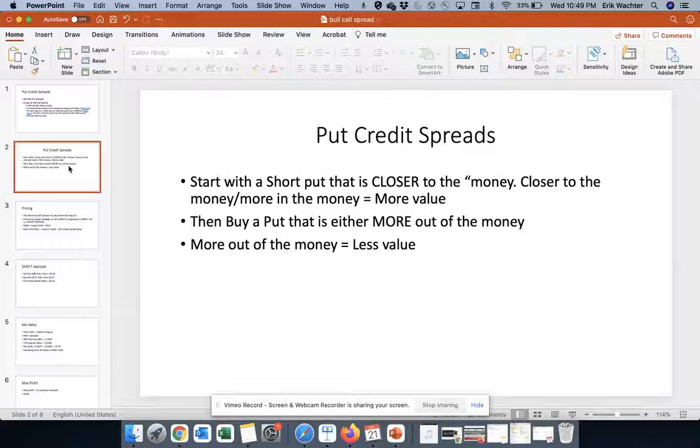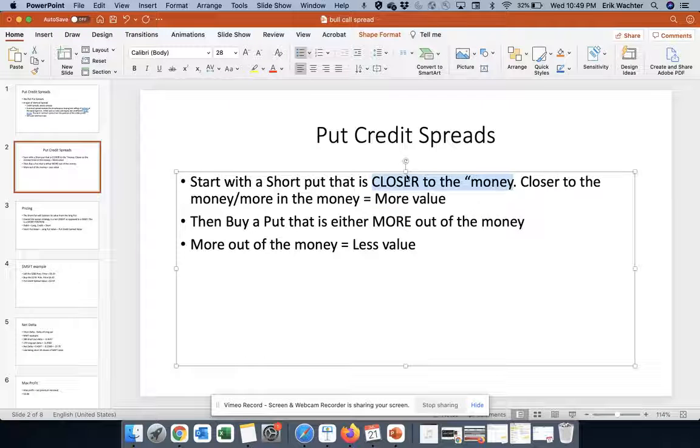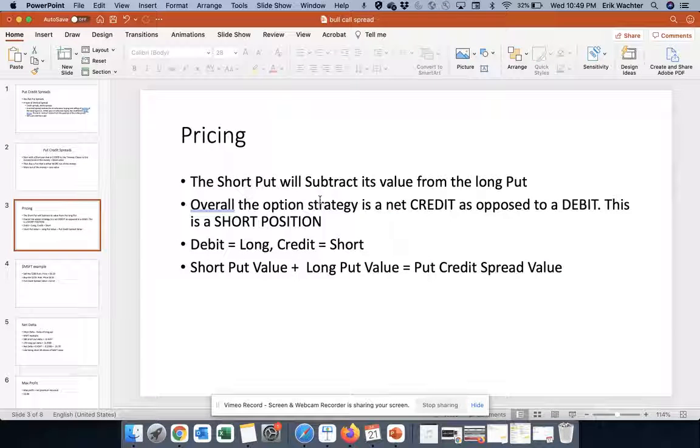To build out a put credit spread, the first step is to start with a short put. This short put should be closer to the money, because the closer to the money it is, the more value it has. Then the second part is to buy a put that is more out of the money, which will have less value. So the more valuable short put and the less valuable long put offset, and you're left with a net credit.